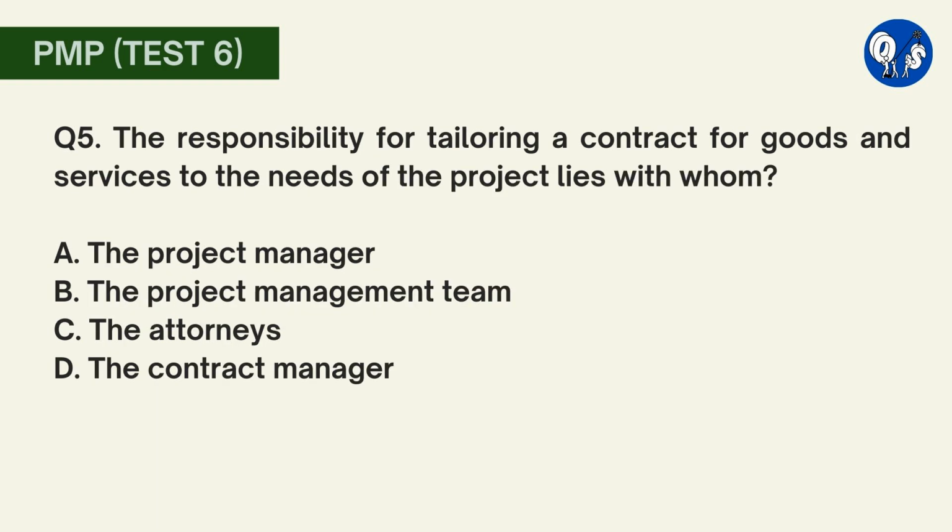Question number 5. The responsibility for tailoring a contract for goods and services to the needs of the project lies with whom? A. The project manager. B. The project management team. C. The attorneys. D. The contract manager. Here option B is the best response. The responsibility for tailoring a contract lies with the project management team. The project management team can include the project manager, attorneys, and/or contract managers, but the responsibility does not rest solely with one individual.